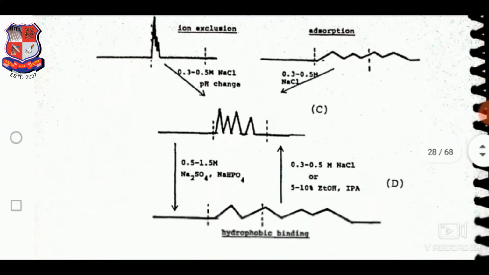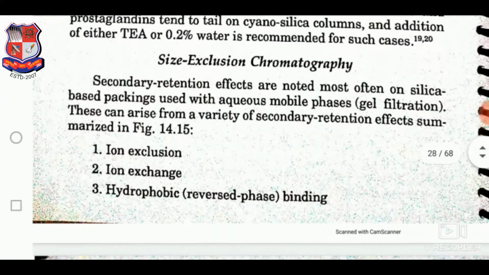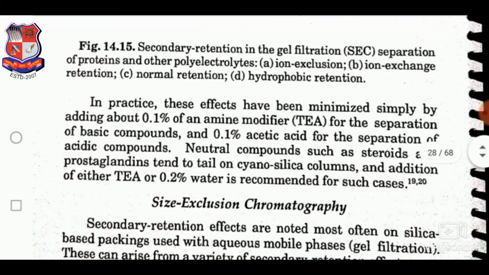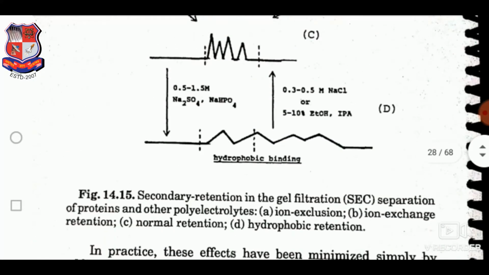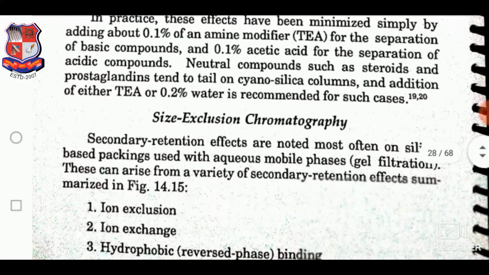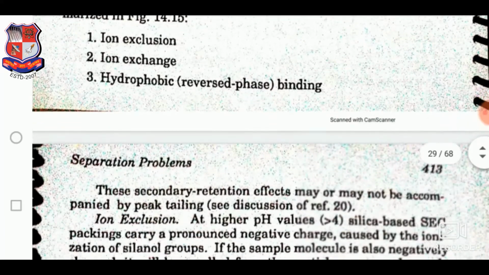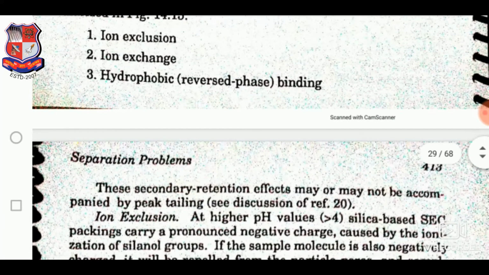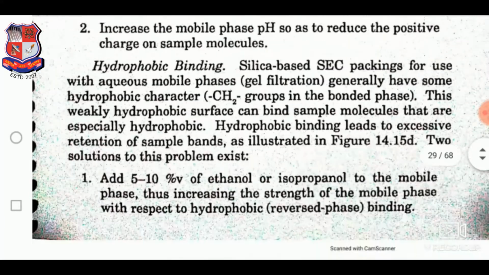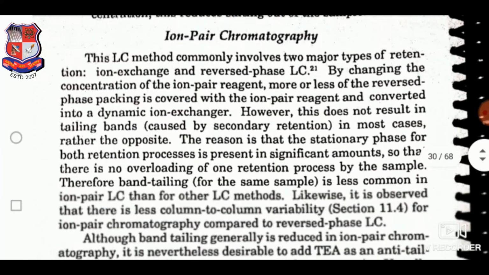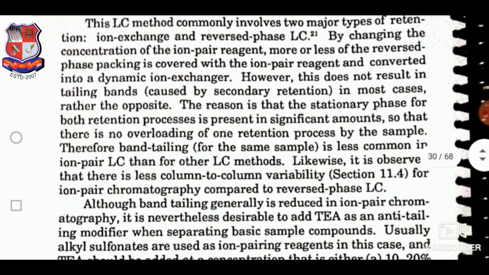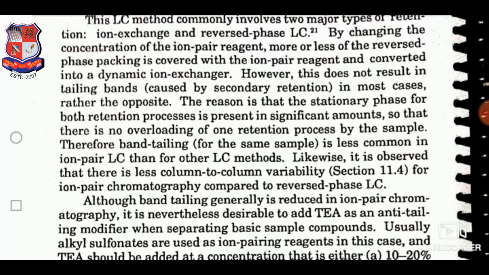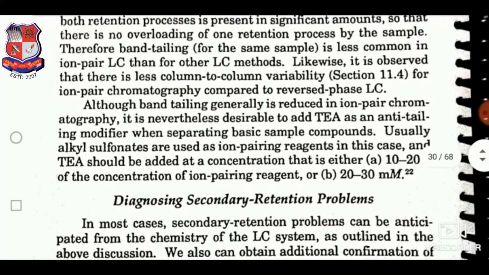For normal phase, these are the chromatograms. In secondary retention, as in SEC separation, gel filtration, size exclusion chromatography, and ion exchange, these are the mechanisms involved: ion exchange, hydrophobic, and ion pair chromatography. Ion pair reagents can be used to enhance the resolution in chromatography.